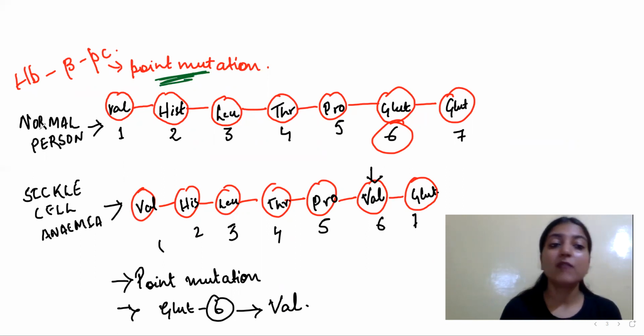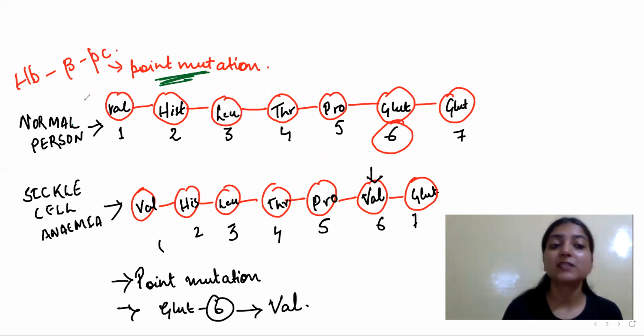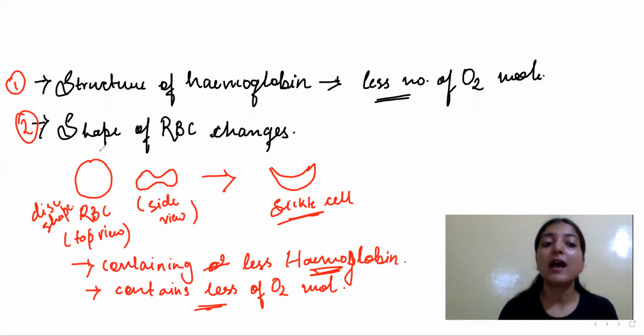We have already seen that a normal person has this kind of amino acid sequence. But at the 6th position, the glutamic acid is mutated and replaced by valine. Because of the replacement of glutamic acid by valine, the structure of the hemoglobin is affected, and the shape of the RBC also changes. Because of the change in the RBC and hemoglobin, fewer oxygen molecules are carried than by normal RBCs.